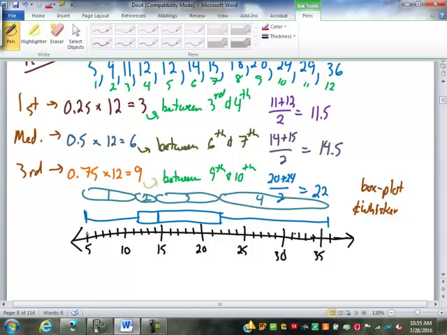Let's put those points on here. We've got 5, 9, 11, 12, 12, 14, 15, 18, 20, 24, 29, and 36. And you can see very clearly here is where they are the tightest together. Right here, that's the biggest of the quarters. That's where they're the furthest spread apart. Does that make sense?